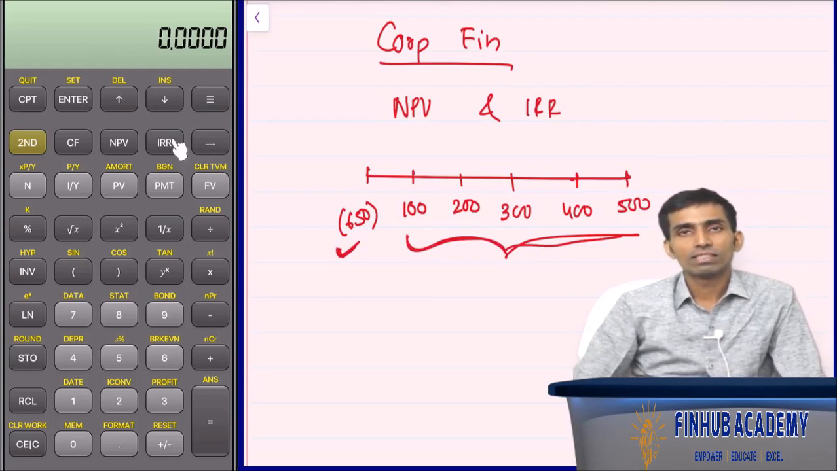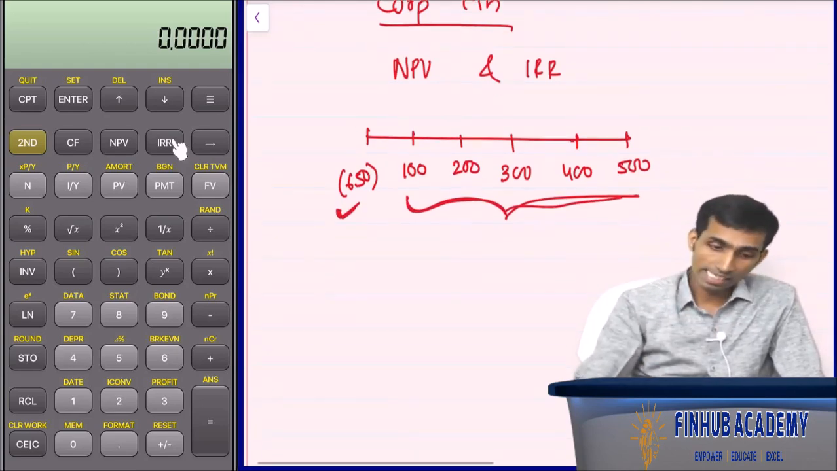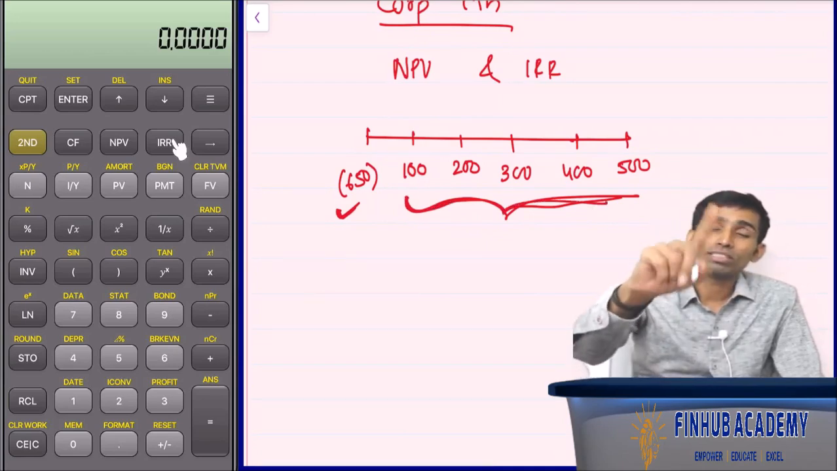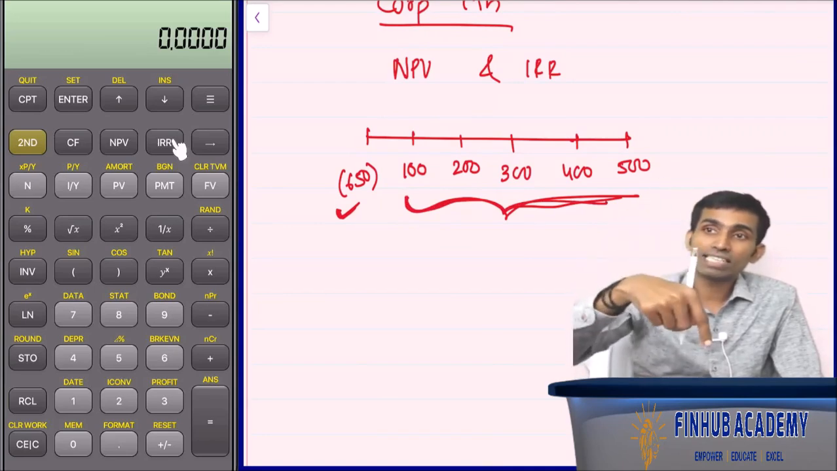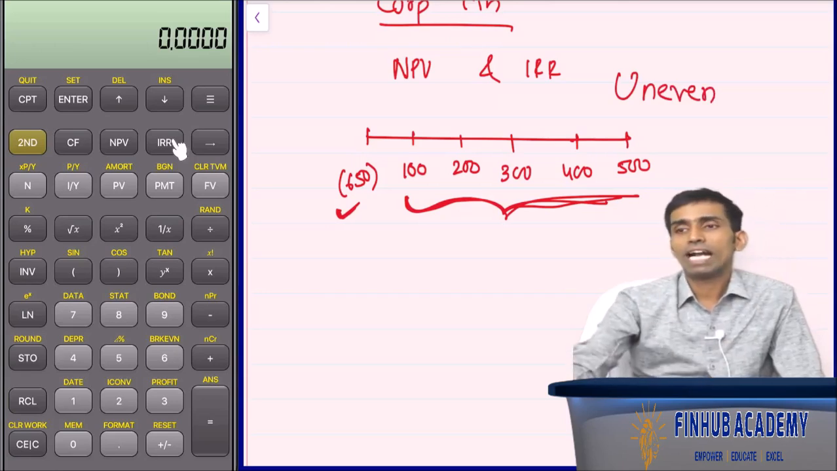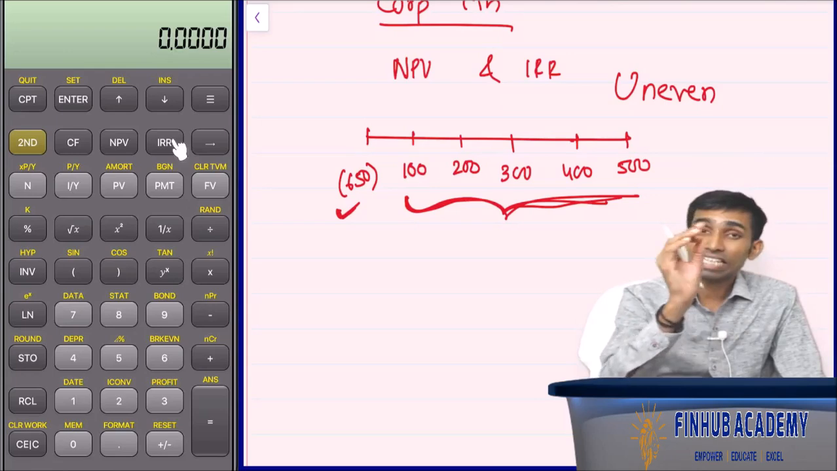Correct? Okay. Can I calculate the present value of inflow? Yes, I can calculate, but here what is happening? This is not even cash flow. You can't use TVM. Correct? Why? Because cash flows are uneven. It's not an annuity question. Correct? So let's say, see, understand this technically.